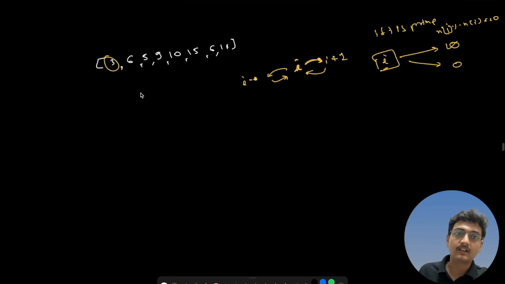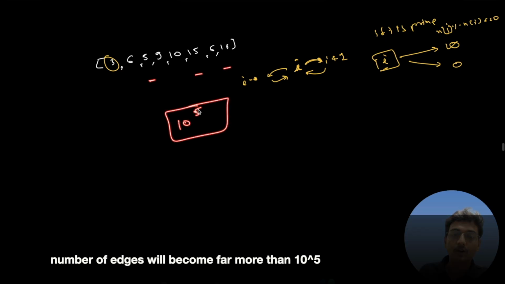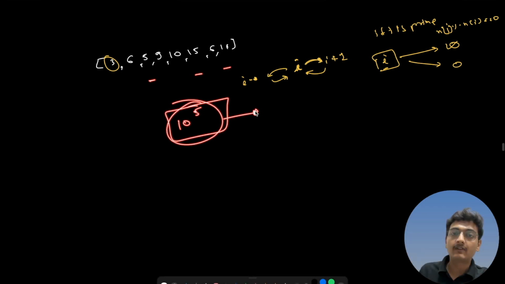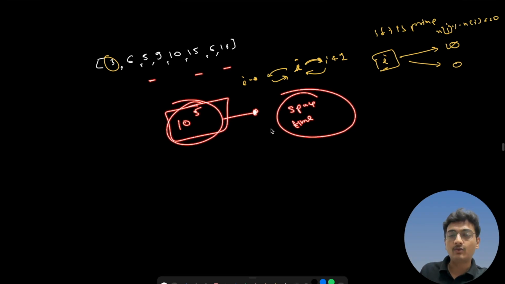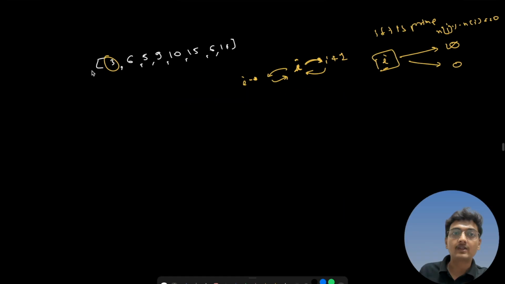And in the worst case, let's say we have a lot of prime numbers in our array, and we have a total of 10 to the power 5 elements. In that case, there will be a lot of edges, and it will become difficult for me to handle both space complexity and time complexity. So I need to do something dynamically, which means I have to keep exploring the path as it's coming.